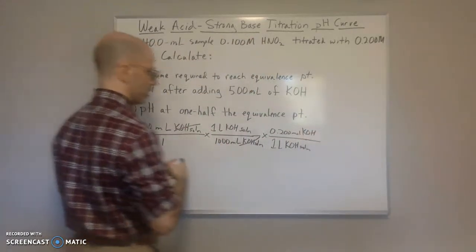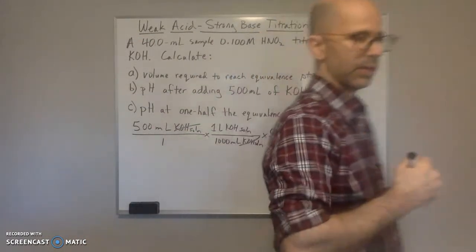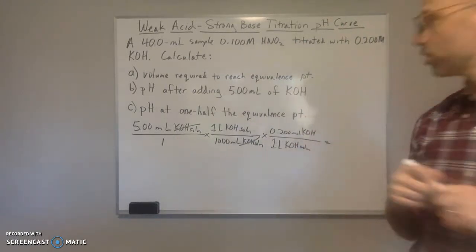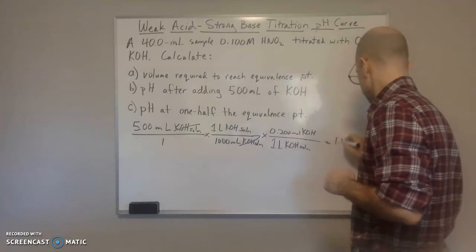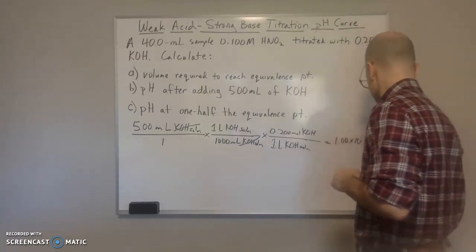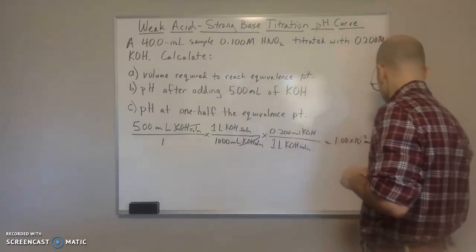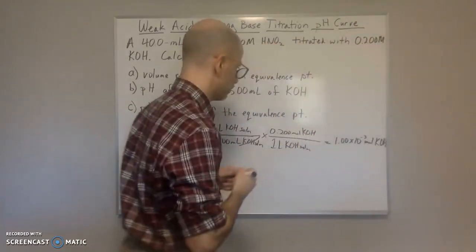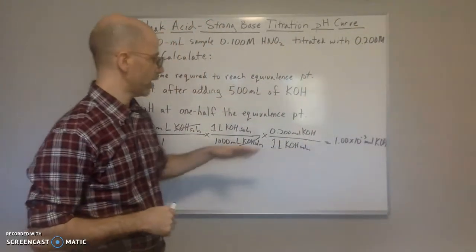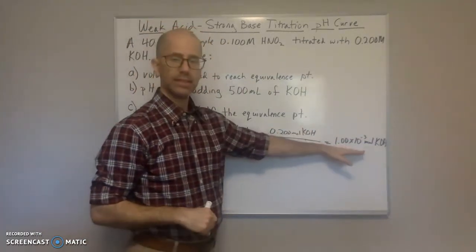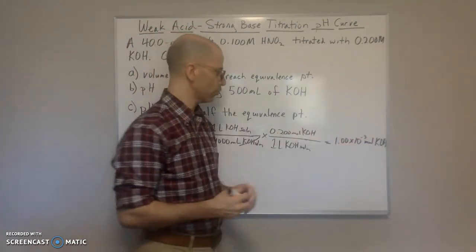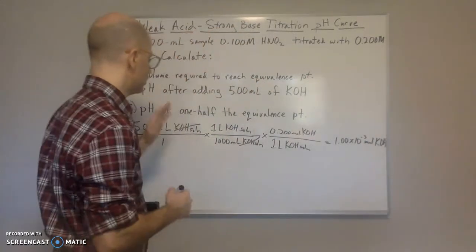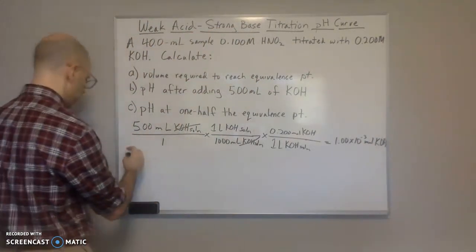Okay, now all we need to do is calculate the number of moles, and that comes out to 1.00 times 10 to the negative 3 moles of KOH. So now we have the moles of KOH, which is also the moles of OH minus, since it's a 1-to-1 ratio. So now we do our table.